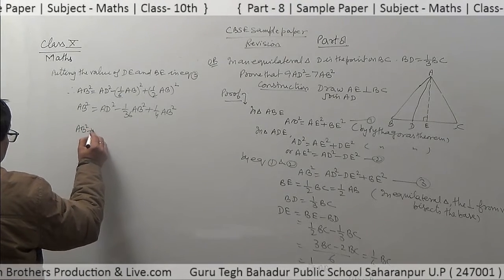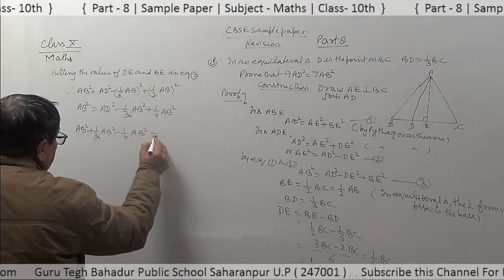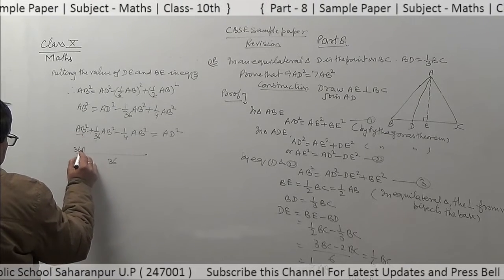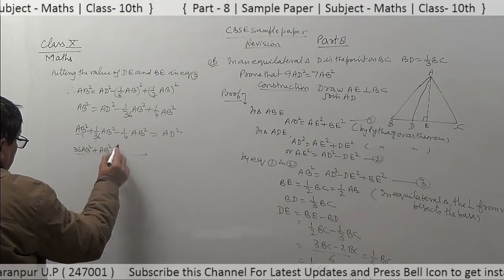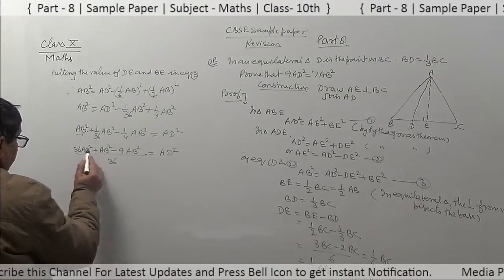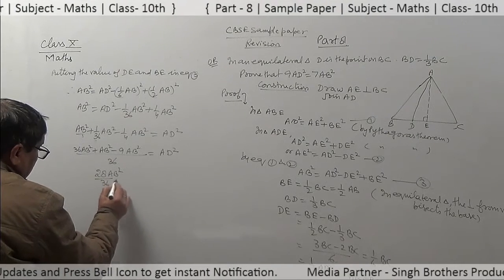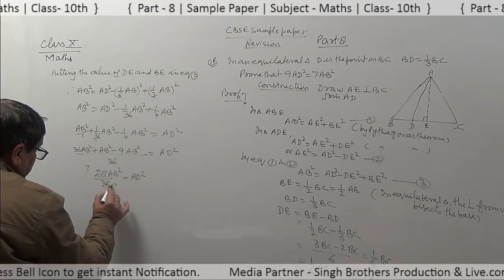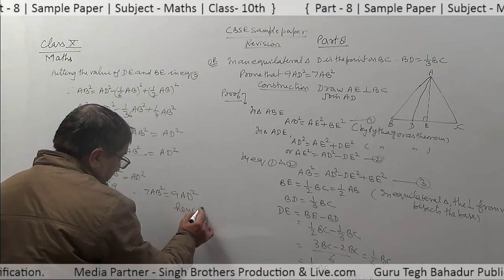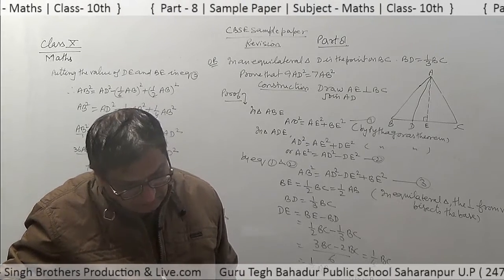So, AB square plus 1 upon 36 AB square minus 1 upon 4 AB square is equal to AD square. 36 is the LCM. So, 36 AB square plus AB square minus 9 AB square upon 36 is equal to AD square. 37 minus 9, 28 AB square upon 36, and 4 sevens are 28, 4 nines are 36, therefore 7 AB square is equal to 9 AD square, hence proved. This was the question number 30. Now see the question number 31.